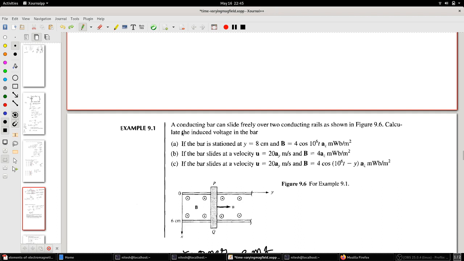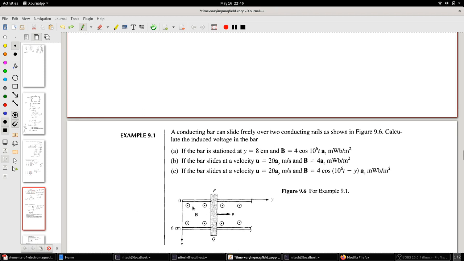Now think of this problem. A conducting bar can slide freely over two conducting rails as shown in figure 9.6. Calculate the induced voltage in the bar. First case, case A: the bar is stationed at y equal to 8 centimeters and B equal to 4 cos 10^6 t Az milliweber per meter square. So this is the case where your B is changing and the loop is stationary. That's your transformer EMF.